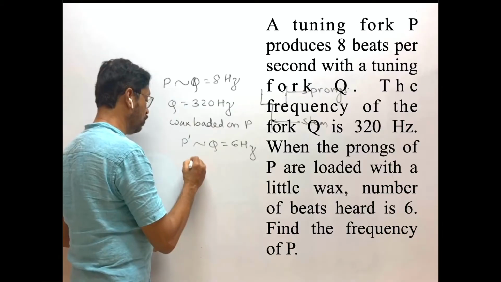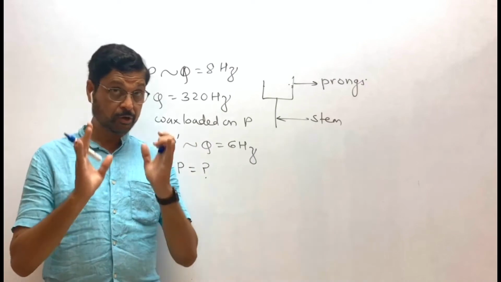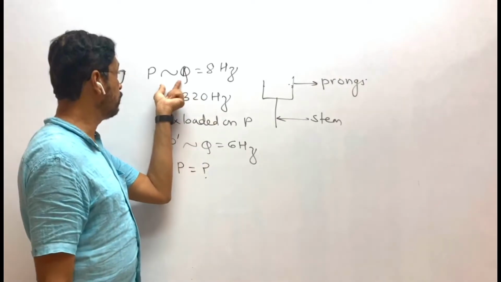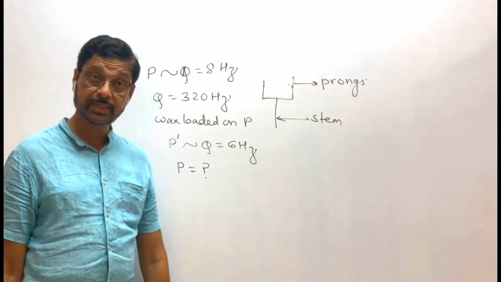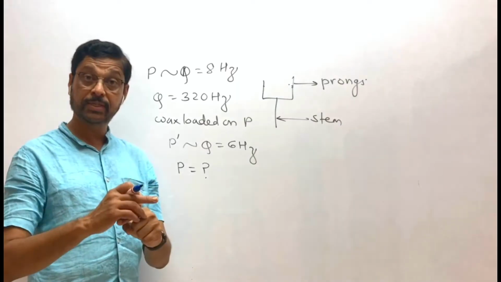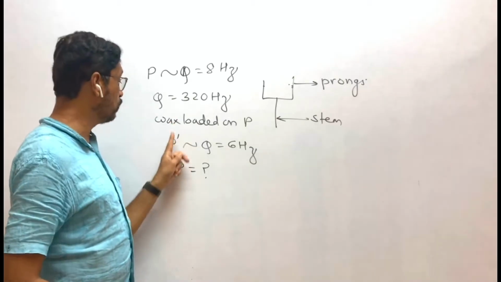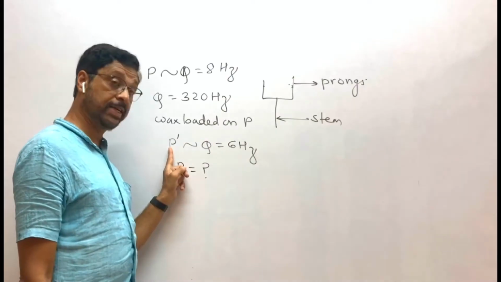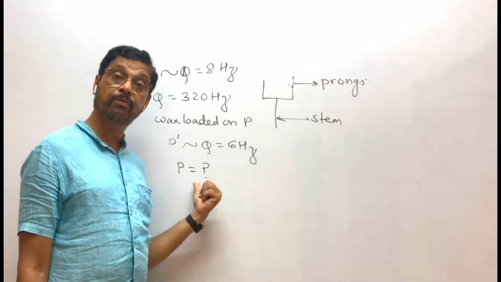Find the frequency of P. P की frequency आपको find करना है. Find the frequency of P. This is the question. Question समझ लो अच्छी तरह से. दो forks हैं P and Q. उनके frequencies का difference है 8. Q की frequency है 320 hertz. Wax is added on the prongs of P, so its frequency will decrease. जब wax डालेंगे तो its frequency will decrease, and due to that its frequency changes. So number of beats now changes to 6. P की frequency change हो गई, तो P minus Q और Q minus P कितना हो गया? 6. We have to find the frequency of P.